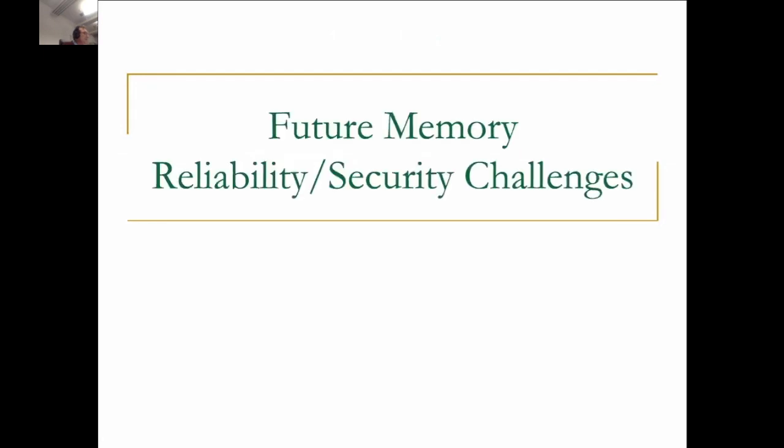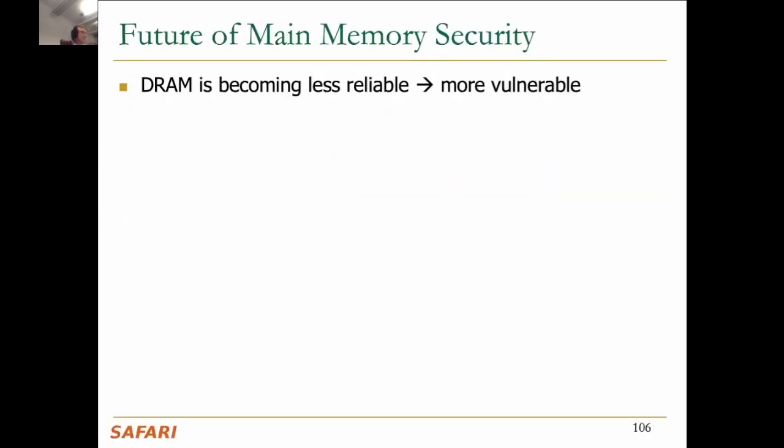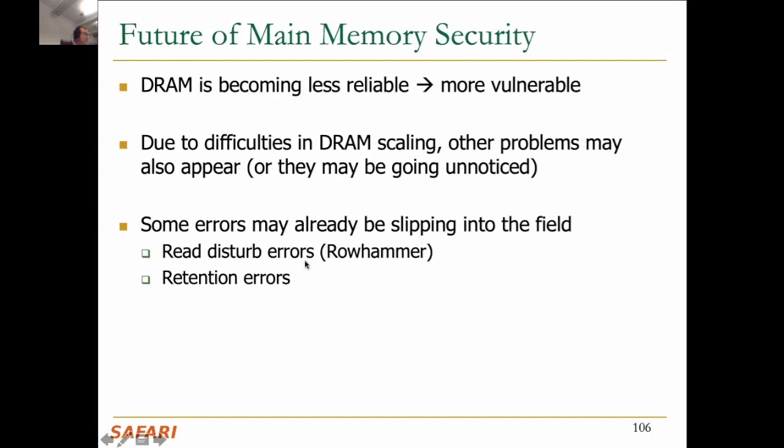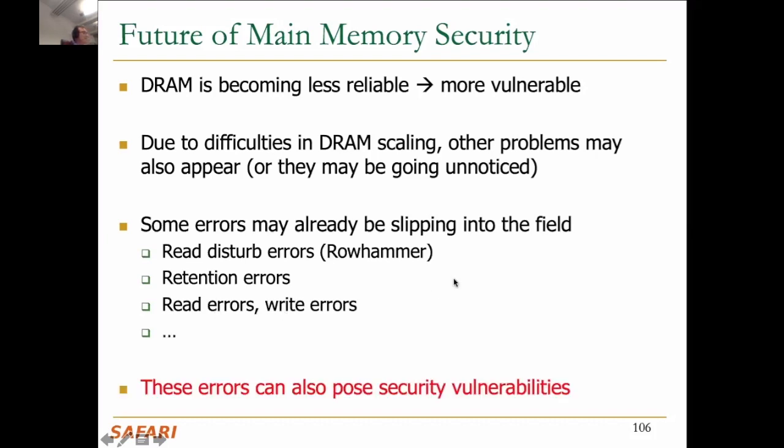Now let me quickly talk about future memory reliability and security challenges. I think we're going to see more of this basically. DRAM is becoming less reliable, more vulnerable. I believe some other problems may be going unnoticed. Some errors may be slipping into the field. Clearly, RowHammer errors slip, and they're still not corrected fully, securely. Retention errors, I believe, are slipping into the field. I'm not going to talk about that. I don't have time. But I believe there may be read errors and write errors that are slipping into the field. And clearly, if exploited, these errors can also pose security vulnerabilities.